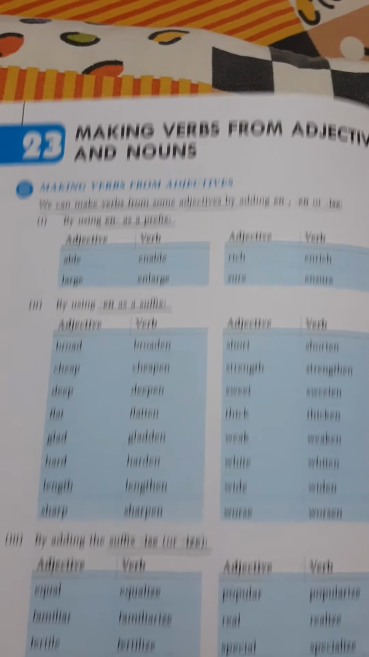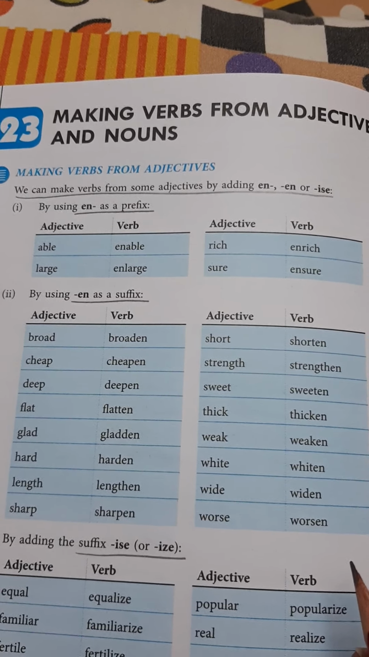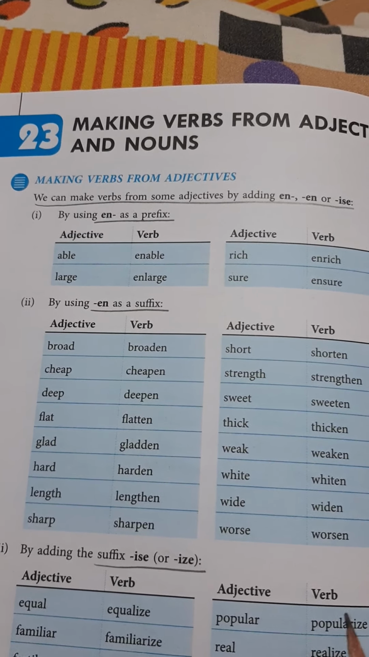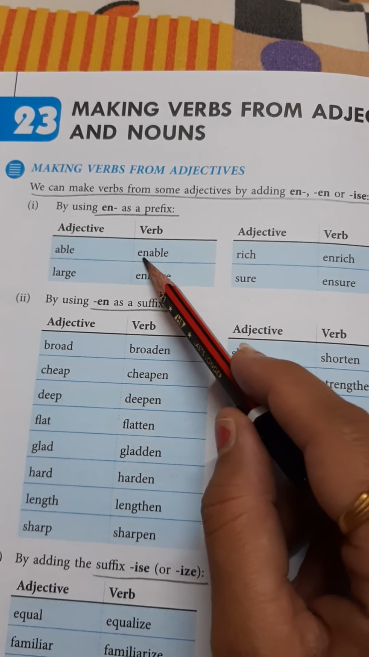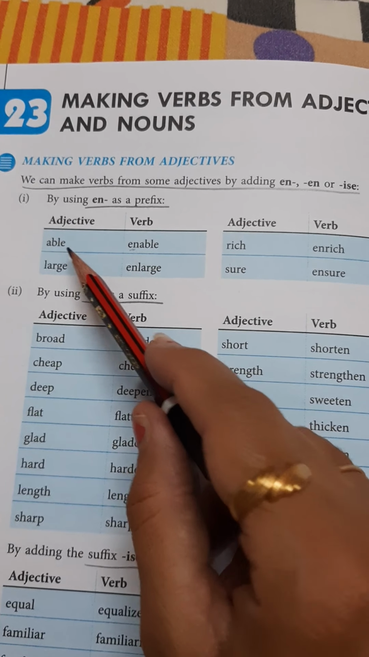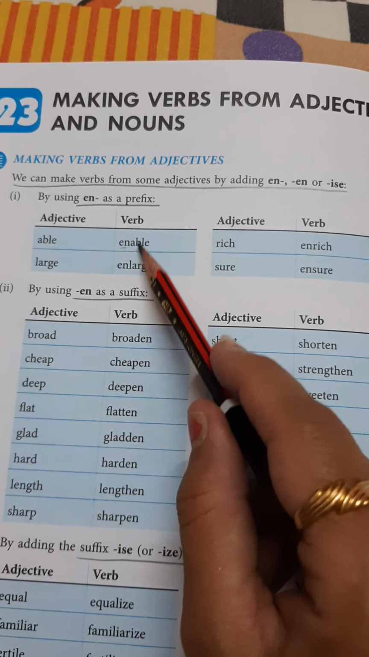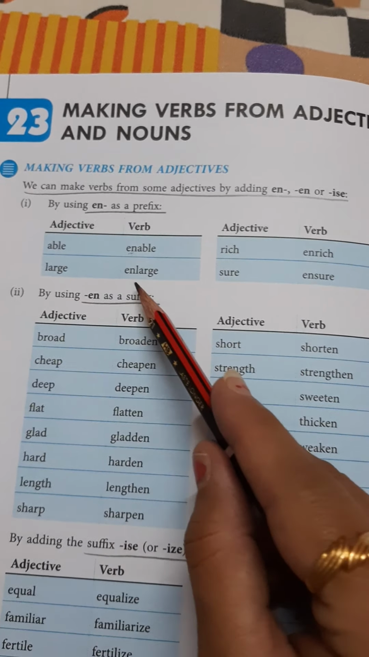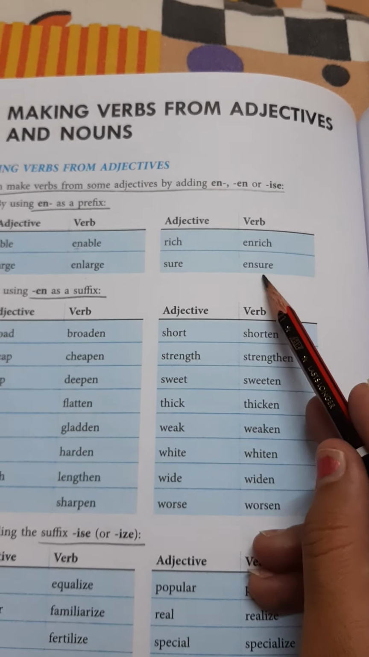We can make verbs from the given adjectives by adding en or ise, that is, by adding a suffix or prefix. What is a prefix? A prefix is when we add something before the word. Like the adjective able: if we add en before able, it becomes enable, and enable is a verb. Similarly, large becomes enlarge, rich becomes enrich, sure becomes ensure.